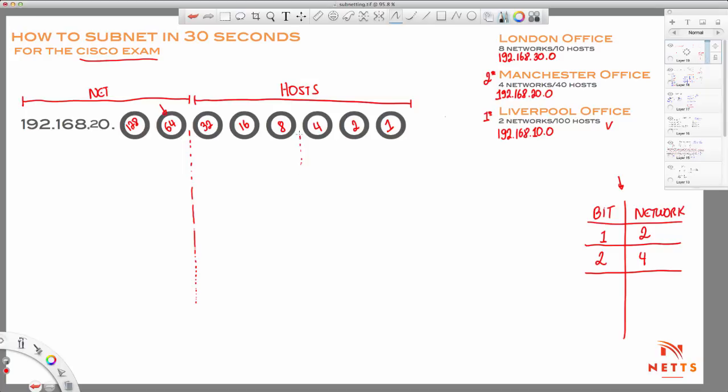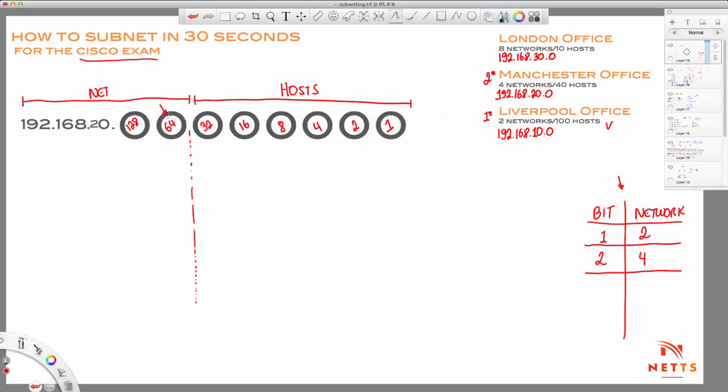So the reason I'm saying that is we have to use this tip to make our networks a bit faster. So I'm looking for 4 networks. How many bits do I need? 2 bits. So that's the 2 bits. I will make my boundary line in here.